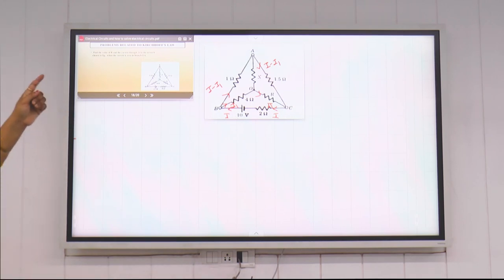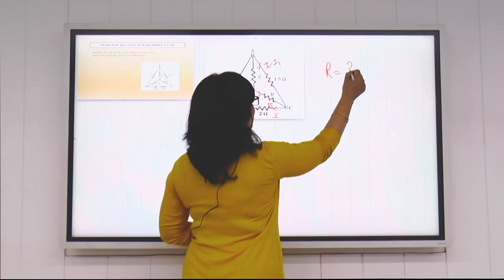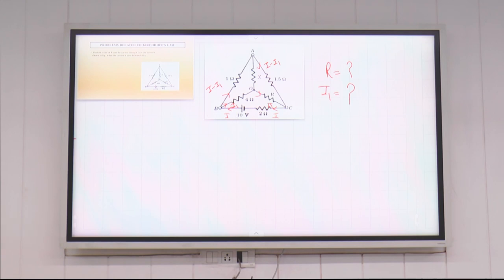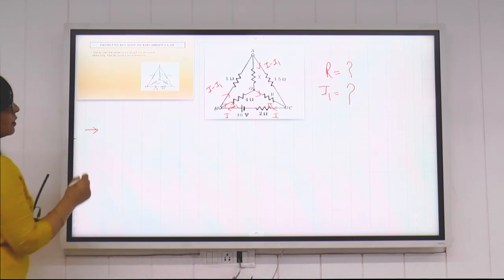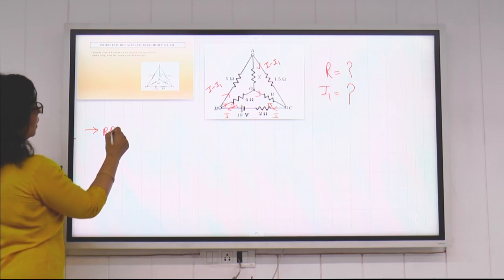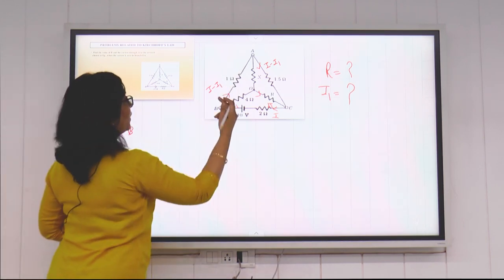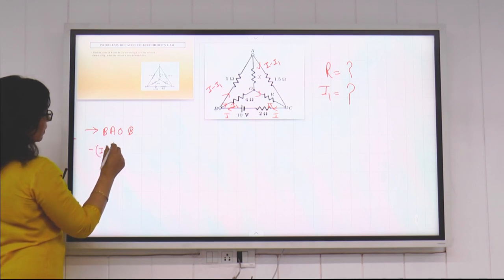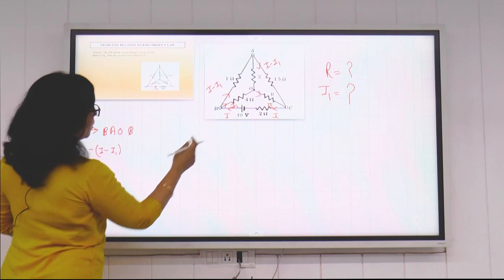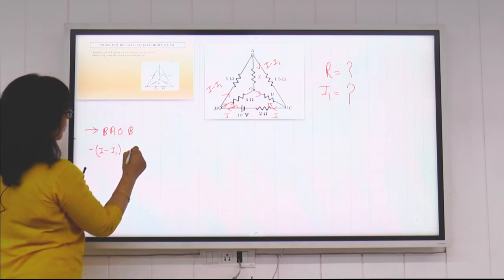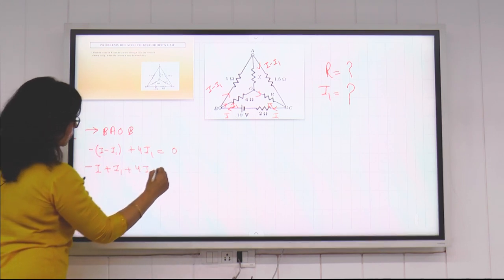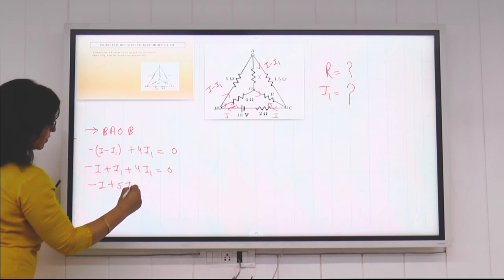Now the question is to find the value of the unknown R and the current through it. The current through it is I, distributed as I1, so we have to solve two equations. First we apply KVL in loop B, A, O, B. In B to A, we are moving in the same direction as the current, so the drop is negative. In AO no current flows, so there is no drop. In O to B, we are moving opposite to the current, so the drop is plus 4 R1. So minus I plus R1 plus 4 R1 is equal to 0, that is, minus I plus 5 R1 is equal to 0.